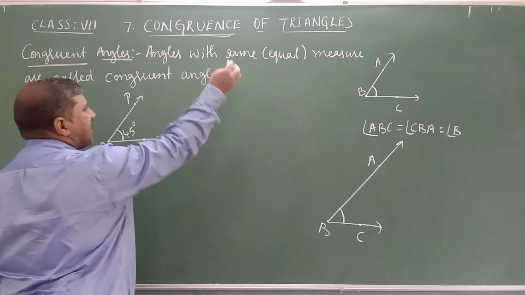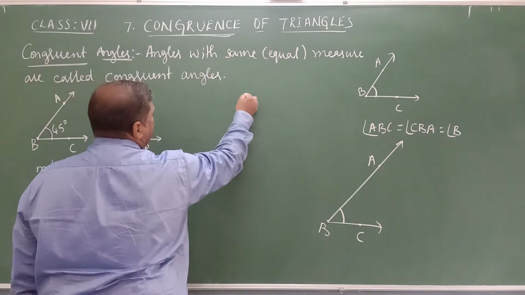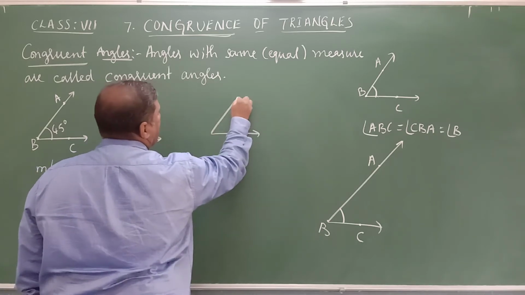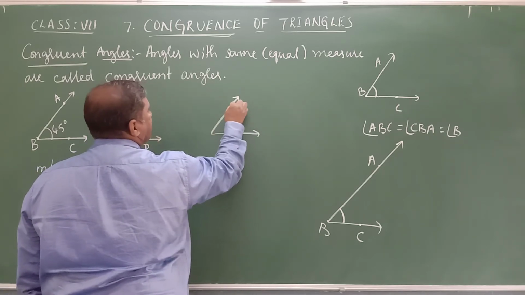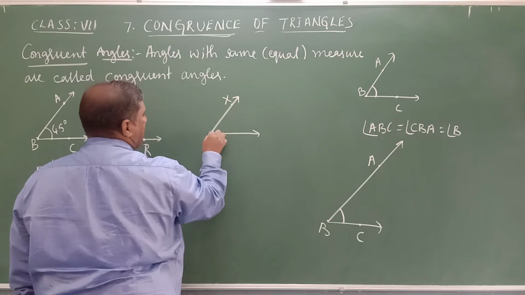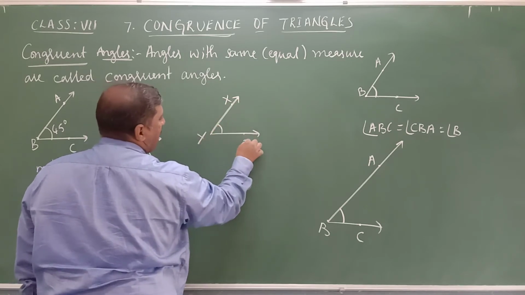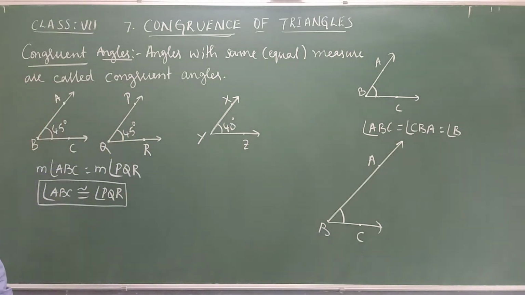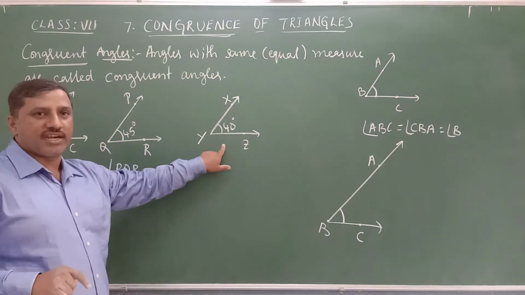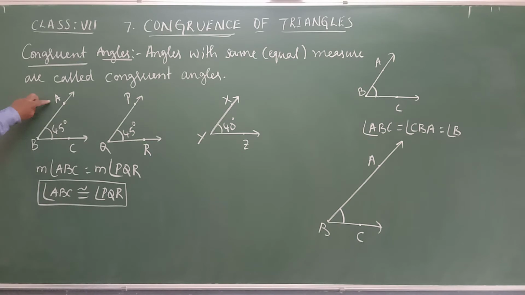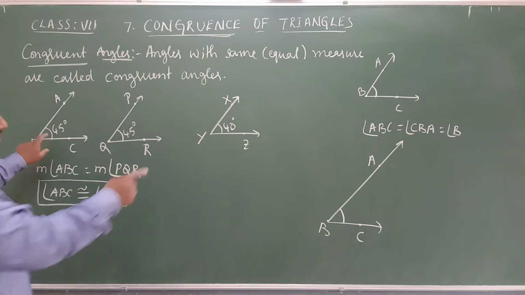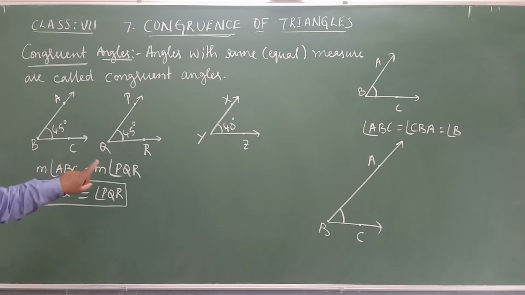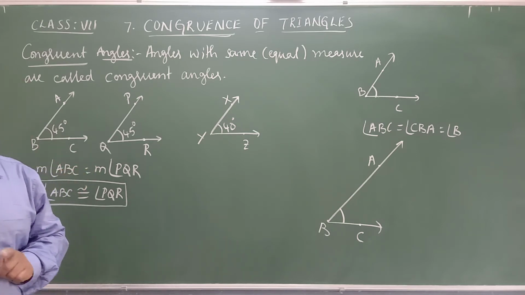Now, suppose there is one angle XYZ, and let this angle be 40 degrees. The measure of angle XYZ is 40 degrees. The measure of angle ABC is 45 degrees. Their measures are different, they are not equal. Therefore, they are not congruent angles.